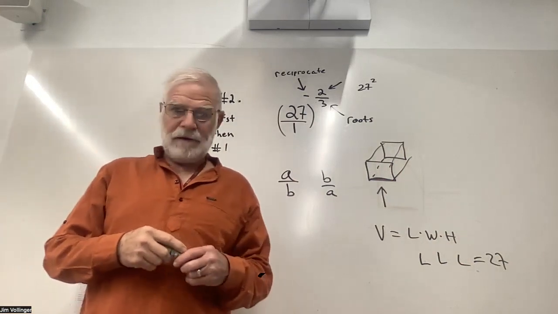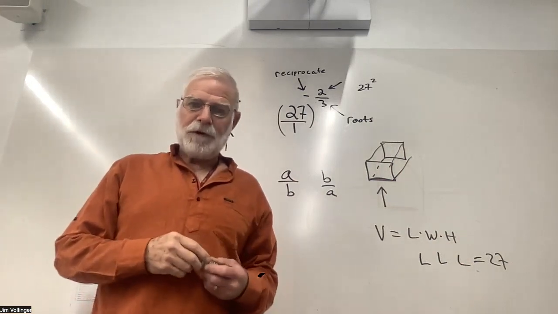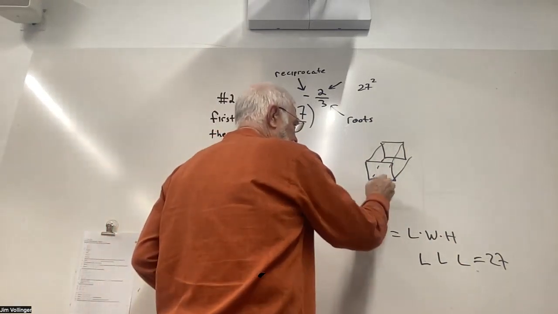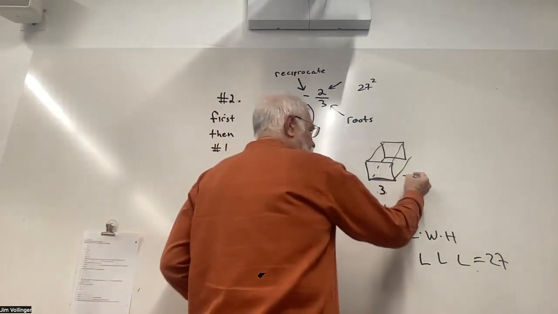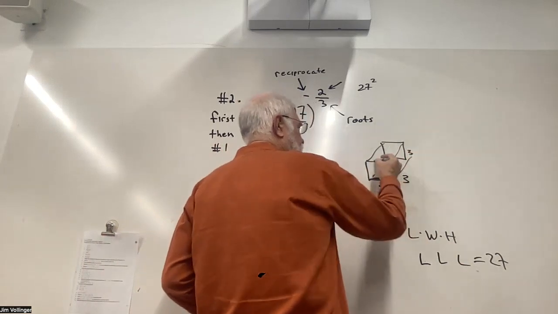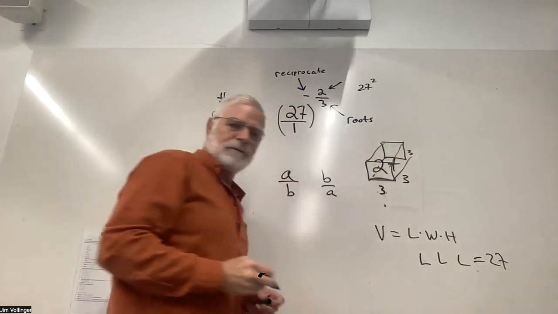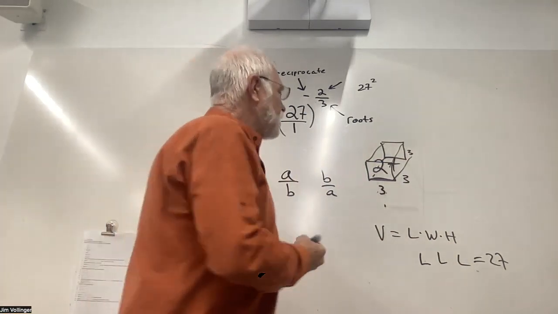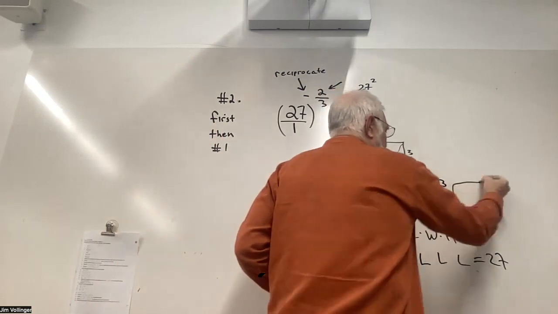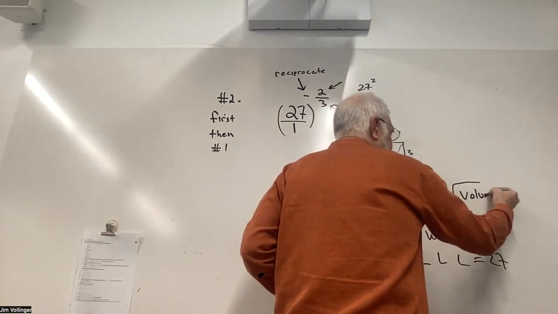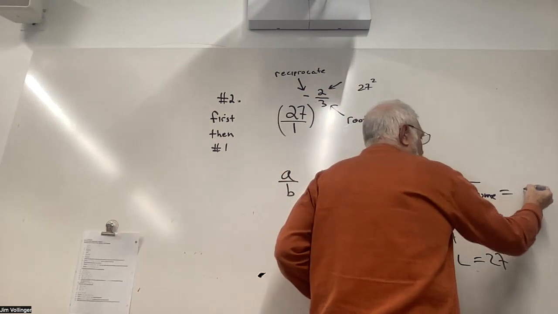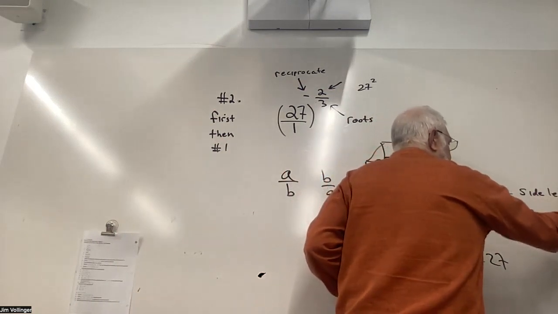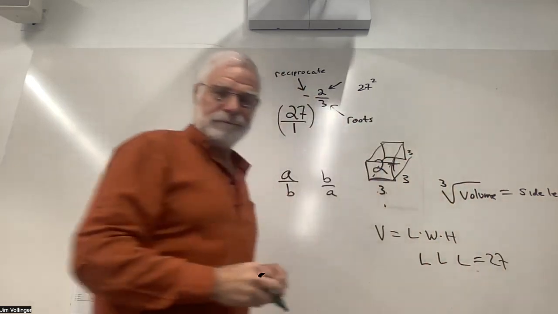Obviously, we're not looking at very big numbers here. So learning the language, hopefully you understand that that is a 3, because 3 times 3 times 3 is 27. All right, so what goes inside a cube root symbol? The actual volume. And we're looking for the side length. And that's what that is about.